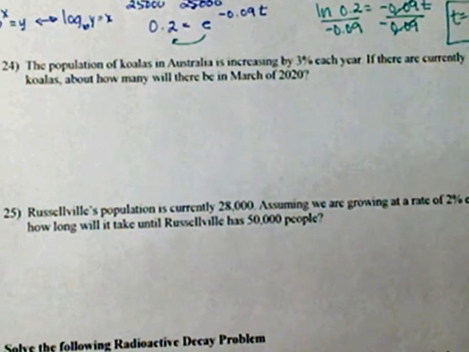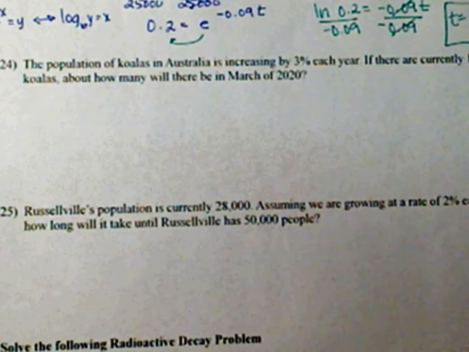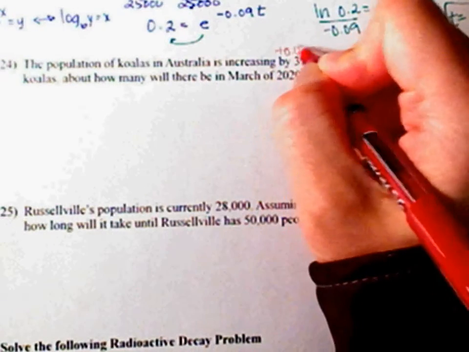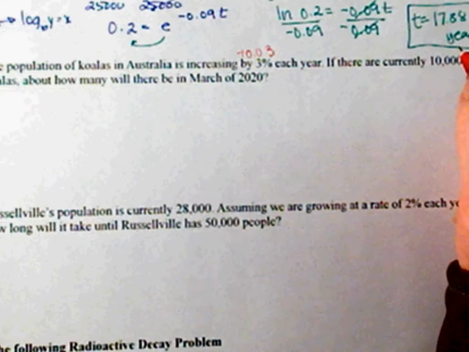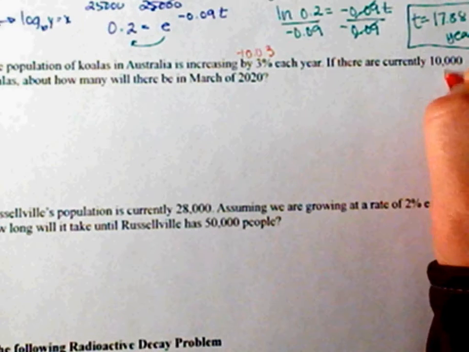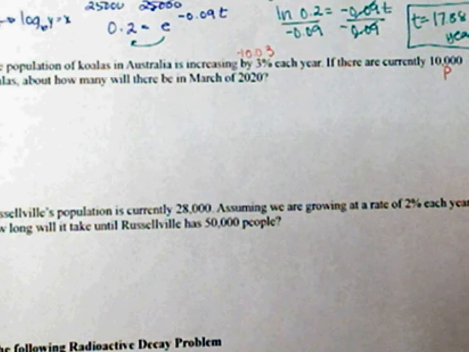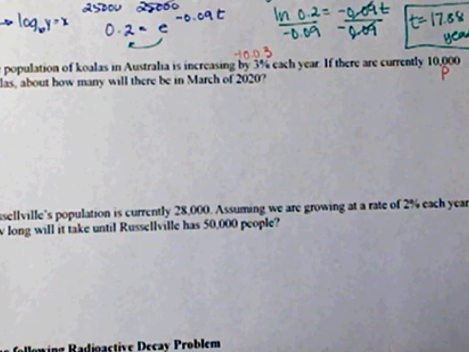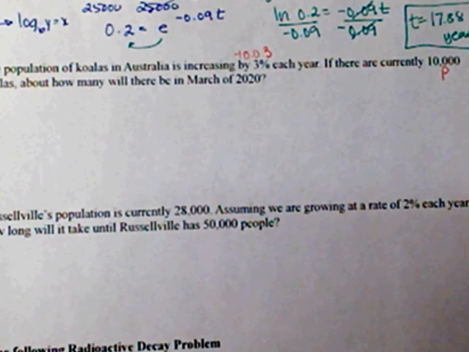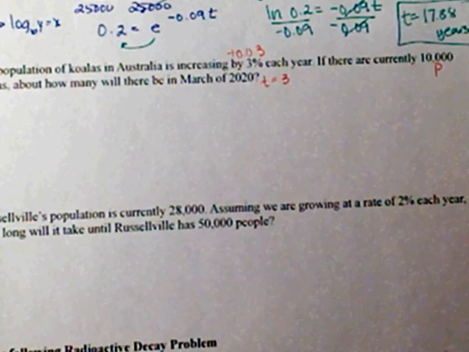24. The population of koalas in Australia is increasing by 3%. So this is a plus 0.03. If there are currently 1,000 koalas, okay, so this is your beginning, how many will there be in March of 2020? Well, how many years is that? Okay, just assume that this is March. So from here to 2020, that's 3 years. So your t is equal to 3.